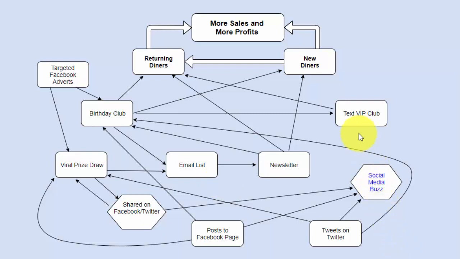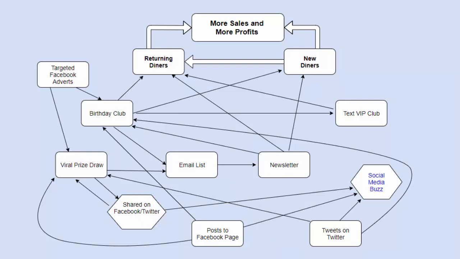Secondly, a large text message list of local people who want to celebrate their birthday with their friends and family at your restaurant, as well as receive your ongoing monthly offers by text. A text list that will result in lots more diners for your restaurant. You'll also increase the number of likes on your Facebook page and followers on Twitter. Again, more people who will see your offers, resulting in more diners for your restaurant.